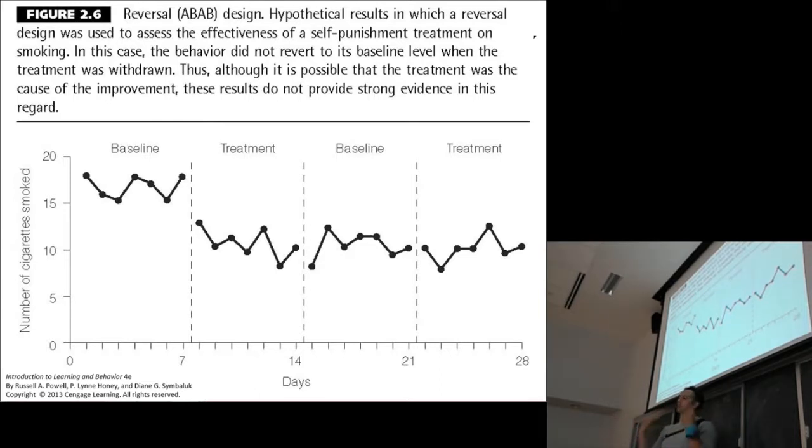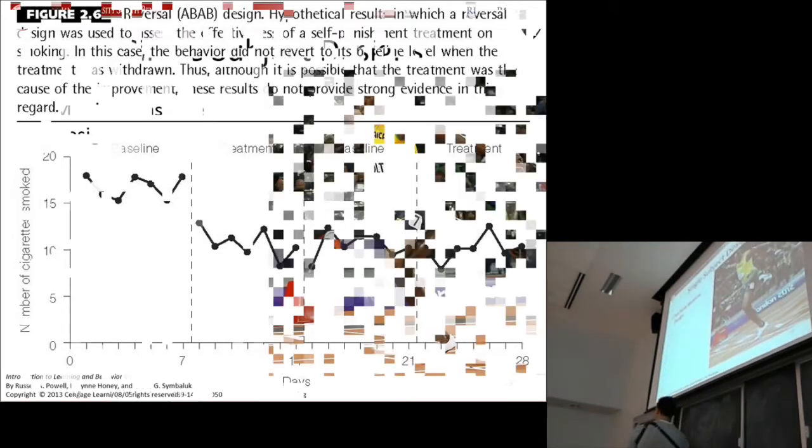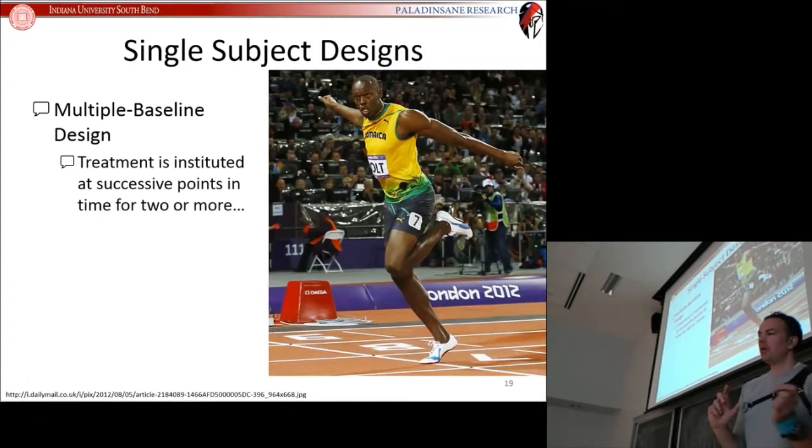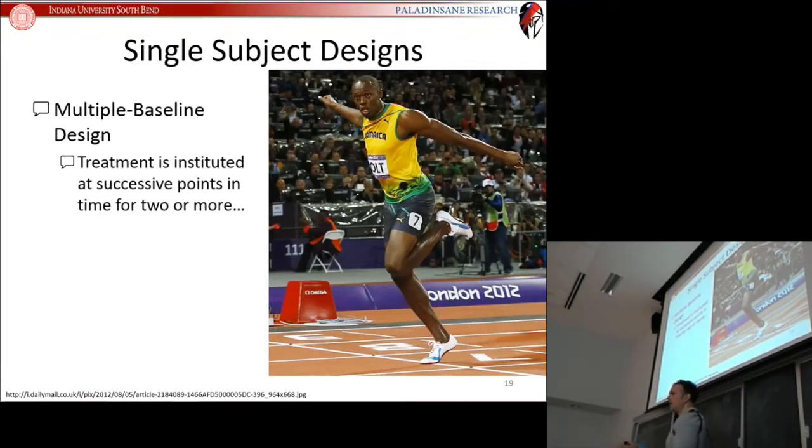But at the same time, you still need to know, is it the treatment that did it, or is it some other factor? So in these cases, you can use another technique called the multiple baseline design. The multiple baseline design is when you institute a treatment for multiple phenomena at different baselines. The phenomenon can be persons, so this one is multiple baselines across different people.